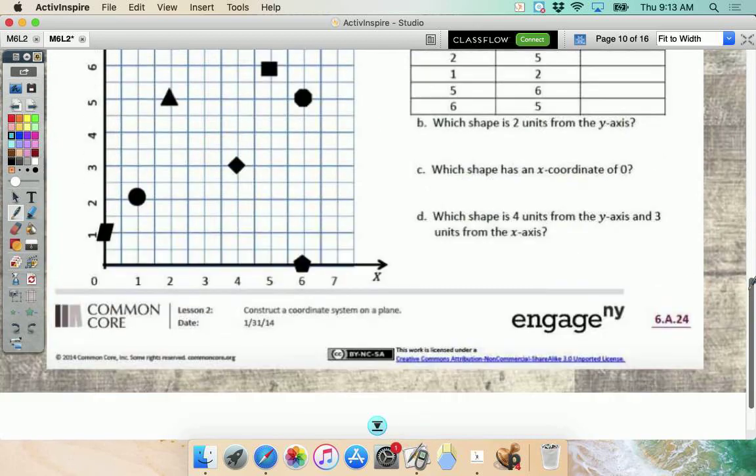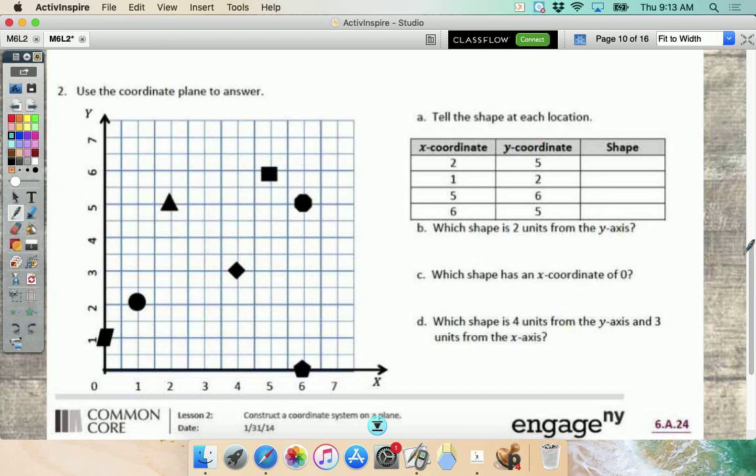So this says, use a coordinate plane to answer. Tell the shape at each location. Okay, so 2, 5. What shape is that, 2, 5? The triangle. And I'm just going to draw it. Okay, you can write the word if you want.